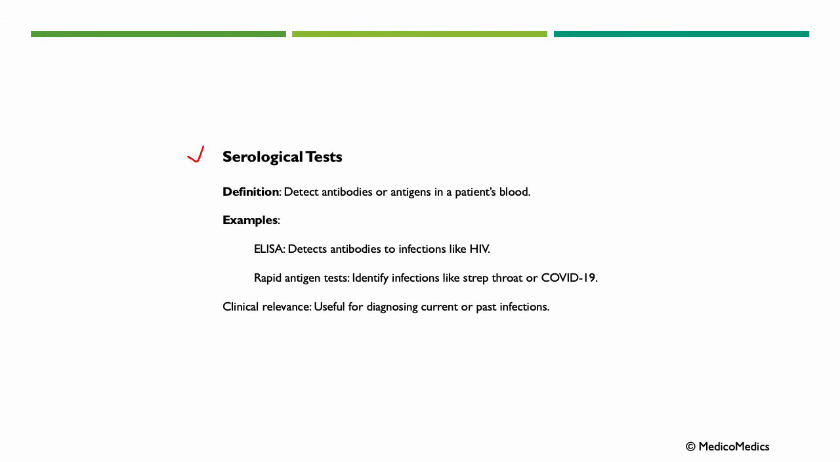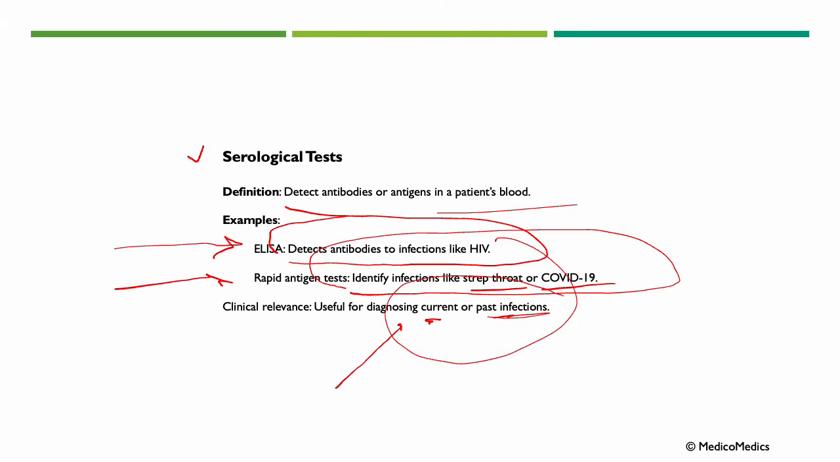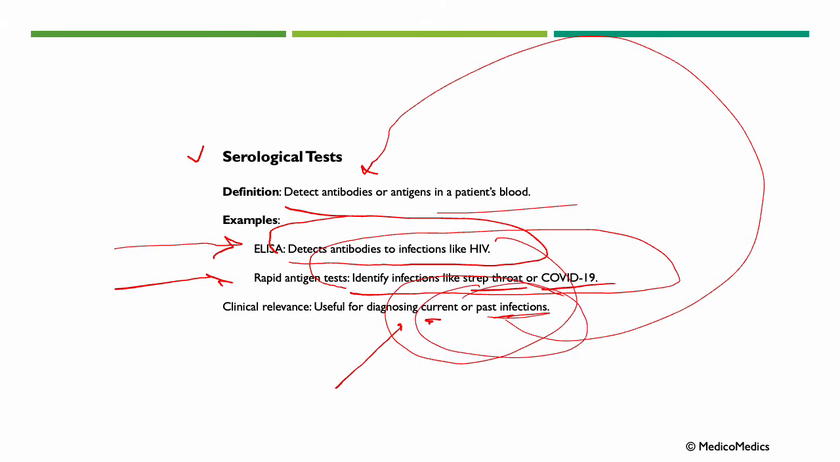Serological tests, of course, looking at the blood, help us detect antibodies or antigens in a patient's blood. ELISA test helps detect antibodies to infections like HIV. Rapid antigen tests help identify infections like strep throat or COVID-19. So it's useful for diagnosing current or past infections. Because indeed, if we find that we have antibodies for something, it means we've probably been infected before by that thing.